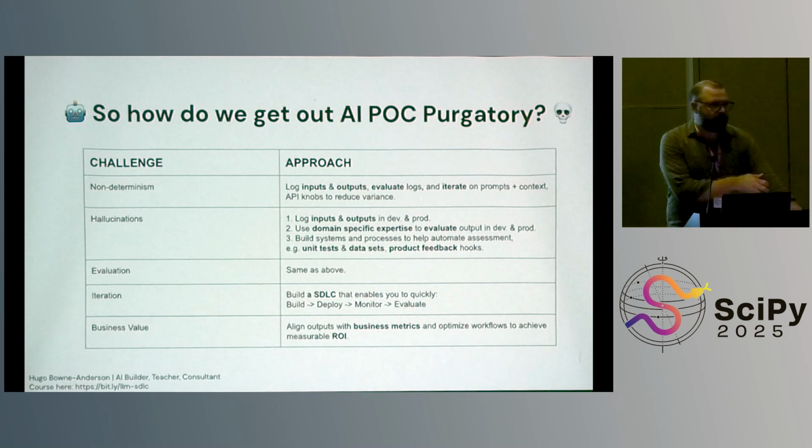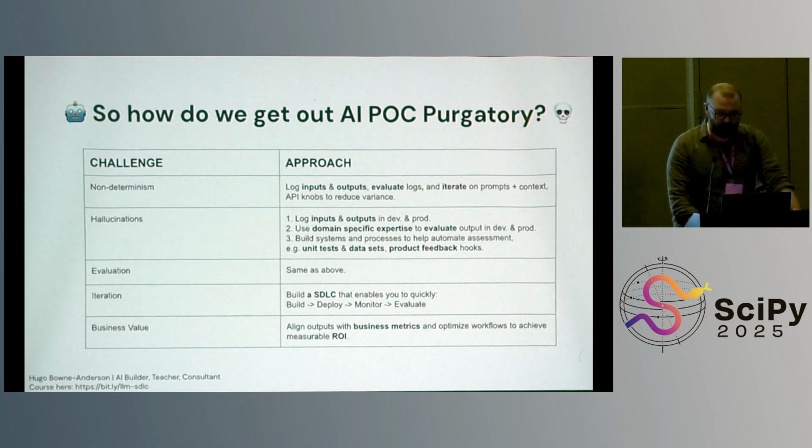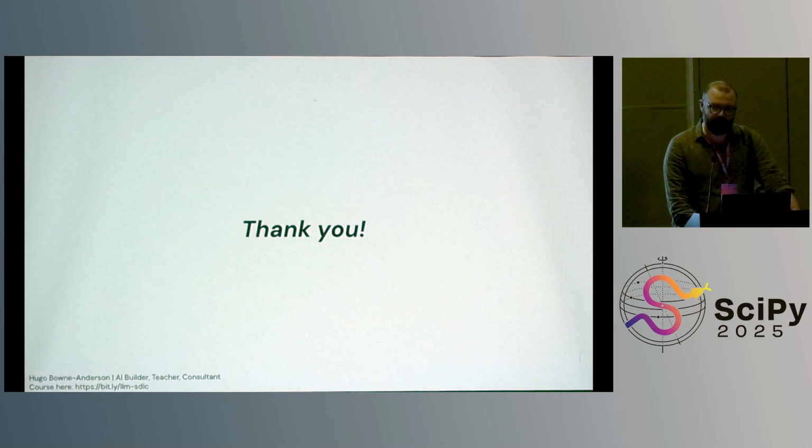And I was chatting with Eric about this yesterday. I really think you can have all the tools and all the business processes and all the data, but really what you want to do is make sure that you and your team can iterate quickly, because things will change when you launch and when you get new users. And once again, just make sure you align your outputs with business metrics and optimize workflows to achieve measurable ROI. So thank you all, and excited to chat and answer questions.